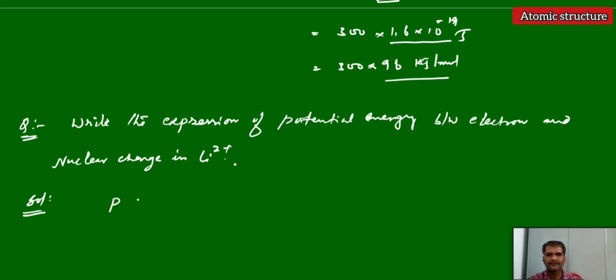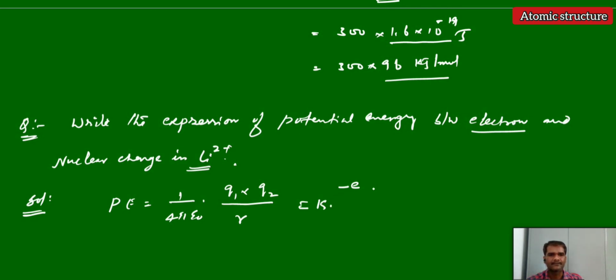For potential energy, we have the formula 1 by 4 pi epsilon naught, or you can take K directly here, Q1 Q2 by R. We don't know what R is, we just write the expression. What are the charged particles here? Electron and the nuclear charge in lithium 2 plus. Let us assume Q1 is the electron. What is the charge of an electron? Minus E. K is a constant, or 1 by 4 pi epsilon naught.